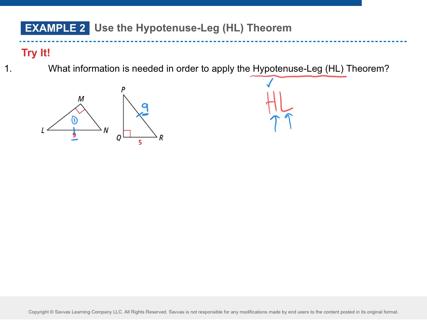What's representing a leg right now? PQ is a leg. What leg did they give us though? QR. QR is 5. So we need a congruent side that matches 5 on the other triangle. Which one should that be? MN should be 5. Now, does it satisfy hypotenuse leg? Yep. I want you to write a congruent statement for those two triangles.